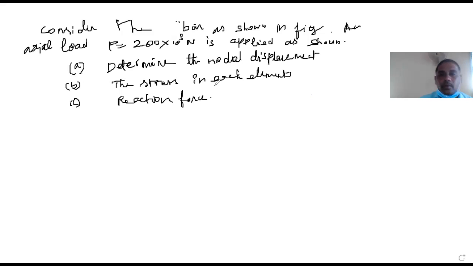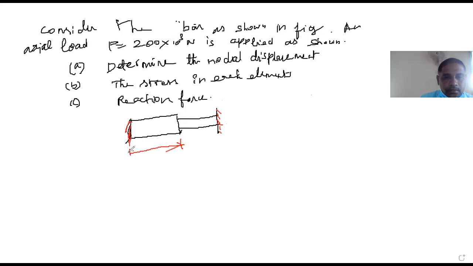So this is the problem, and if you see the figure shown here, this is a bar element. This is actually a stepped bar, and both the ends are fixed. The length of the first step is 300 mm, and the second step is 400 mm.